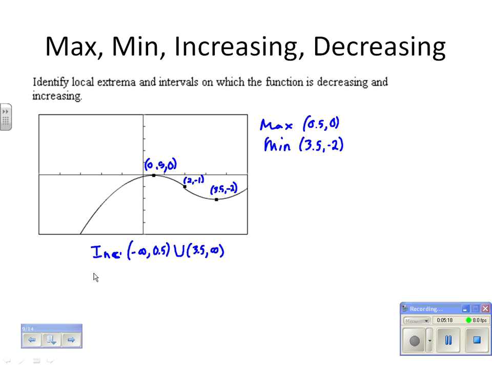So then decreasing is the place in between there. So from 0.5 to 3.5, I am decreasing on this graph.